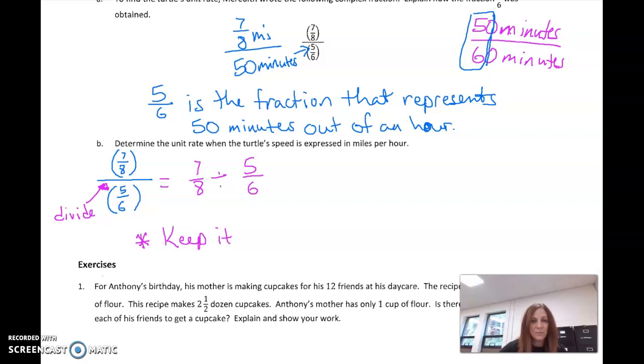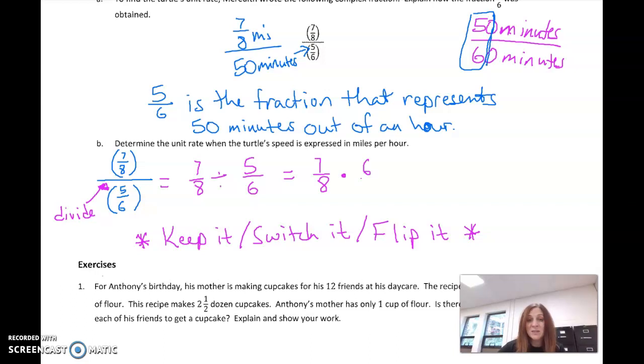Keep it, switch it, flip it. That is how we remember dividing by fractions. We're going to keep the 7/8. We're going to switch the division sign to multiplication, and we're going to flip 5/6 into 6/5. Take the reciprocal. So now we're just going to multiply straight across, or we can cross reduce, meaning I could go 7 times 6 and get 42 over 8 times 5 and get 40, or I can look for and divide out common factors.